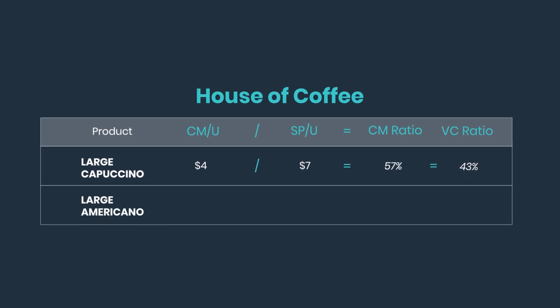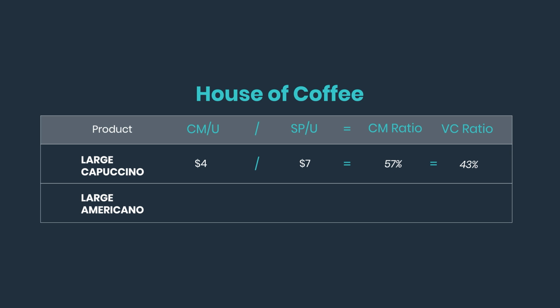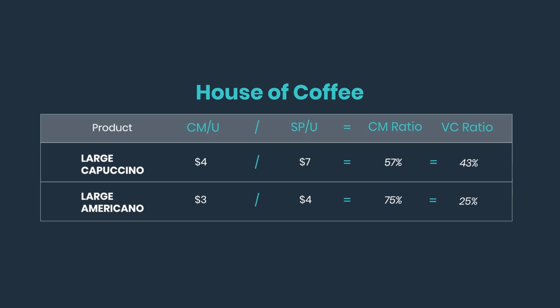For the large Americano, we divide House of Coffee's contribution margin per unit of $3 by the sales price per unit of $4, which gives us a contribution margin ratio of 75%. A 75% contribution margin ratio means that for every dollar generated by the sale of a large Americano, 75 cents contributes to covering fixed costs and generating profit or margin. That means only 25% of each sales dollar is used for variable cost. That's sales of 100% less contribution margin ratio of 75% equals variable cost ratio of 25%.